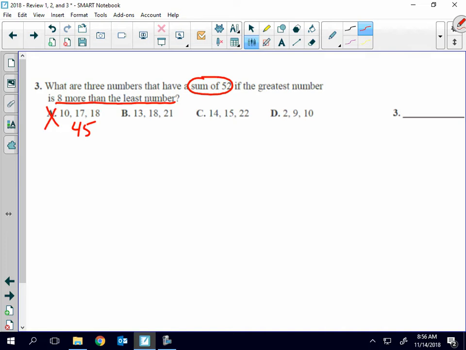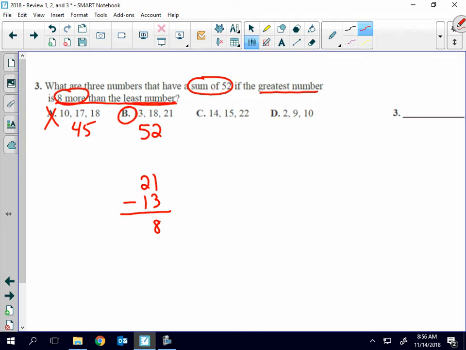B, again, I'm just adding these numbers up. 13 plus 18 plus 21 gives me 52. That's looking good so far. Now let's check. Is the greatest number 8 more than the least number? So we take the greatest number, which is 21, and we subtract the least number. And 21 minus 13 looks like it is 8. So this is going to be our answer.